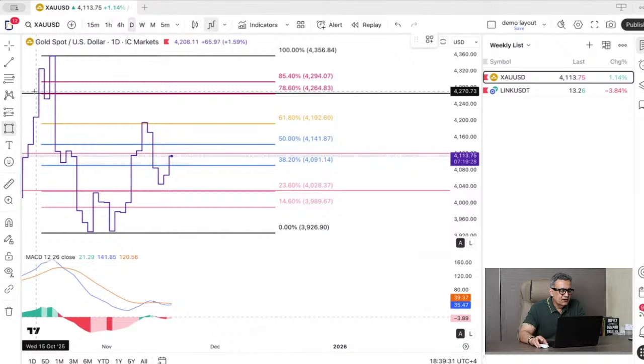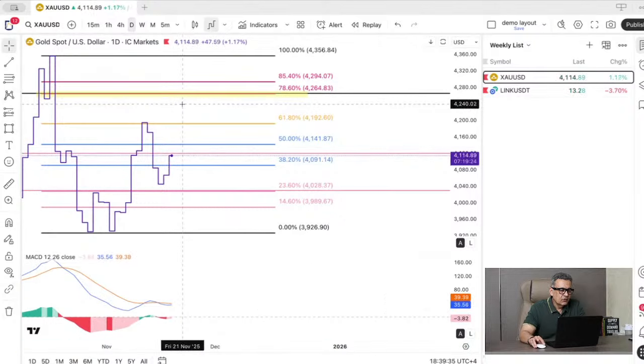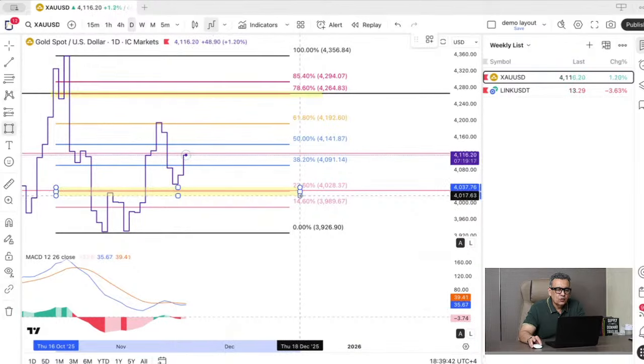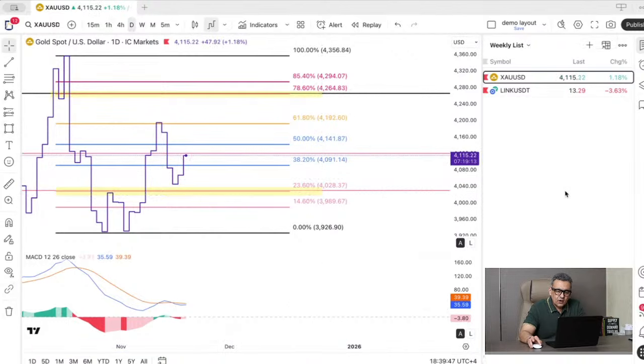So here I get to see a very strong resistance magnet at 4264, or we can round it up to 4265. And I get to see a very strong support magnet at 4028. We can round it up to 4030. So I've already explained in my weekly forecast analysis that unless gold breaks below 4030, there is no damage to the pattern, and I'm expecting a bounce back in the bullish direction, and it exactly happened in the same way.